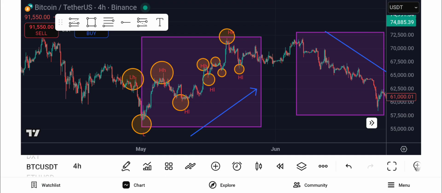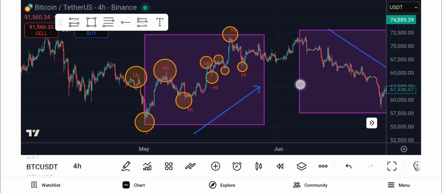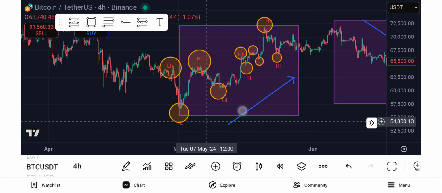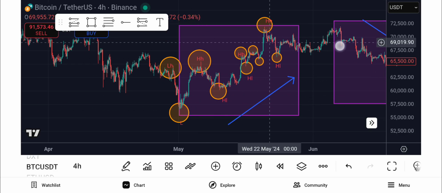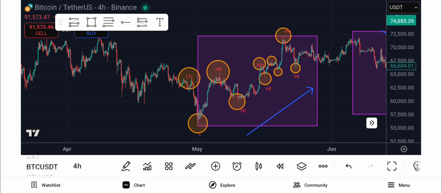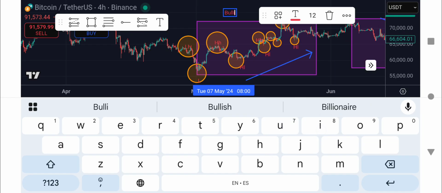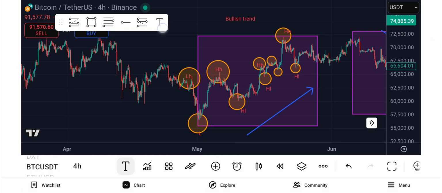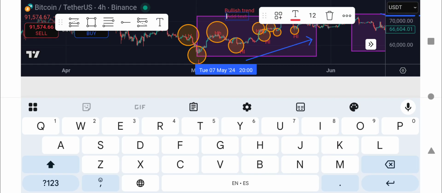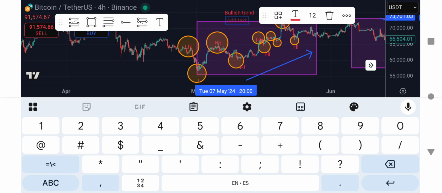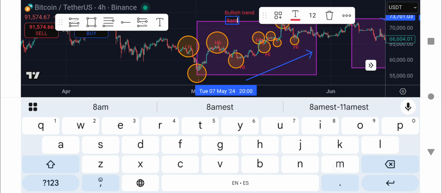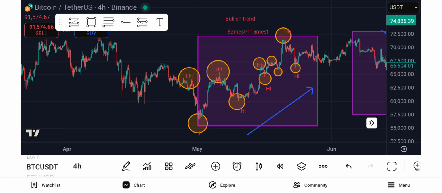Once that's done, that's how we know this is an uptrend. See, it just keeps going up, right? So now, what do we do next? Once we identify the bullish trend, now we're waiting for 8 a.m. Eastern Standard Time to 11 a.m. Eastern Standard Time.